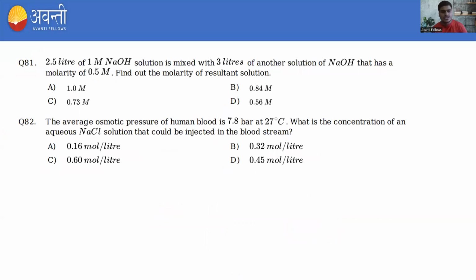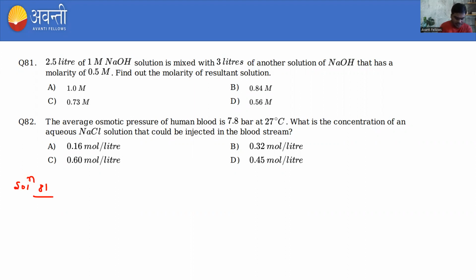Now move to the next question, that is 81. 2.5 liter of 1 molar NaOH solution is mixed with 3 liter of another solution of NaOH that has a molarity of 0.5. Find out the molarity of the resultant solution. So let's see the solution of this. This question is done from the molarity equation only. It is very simple.